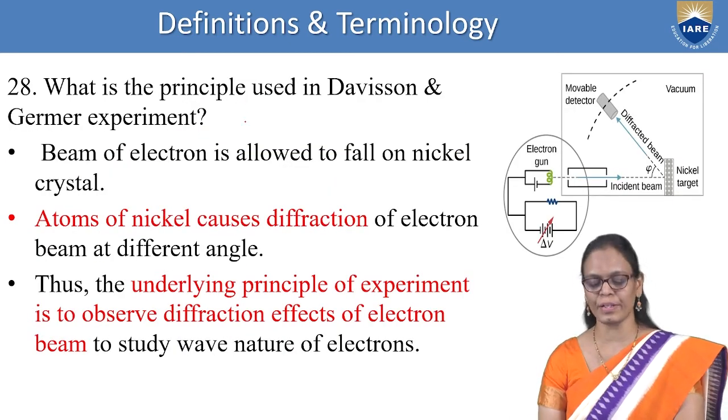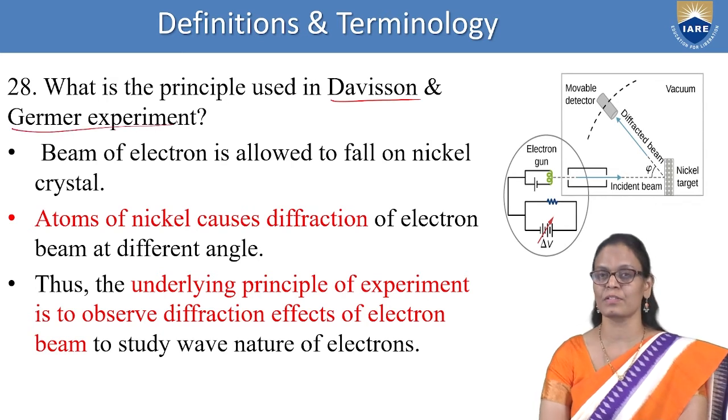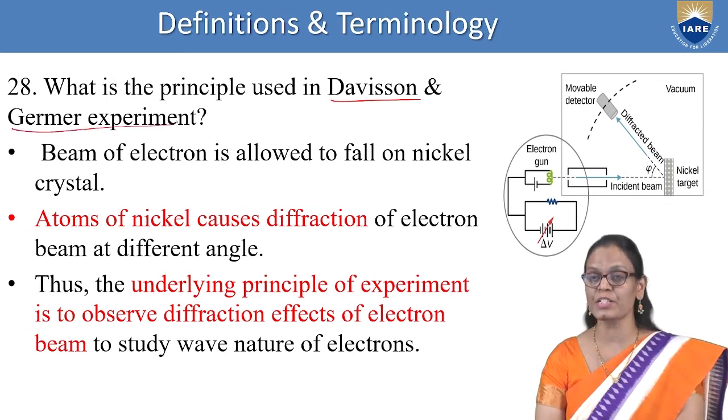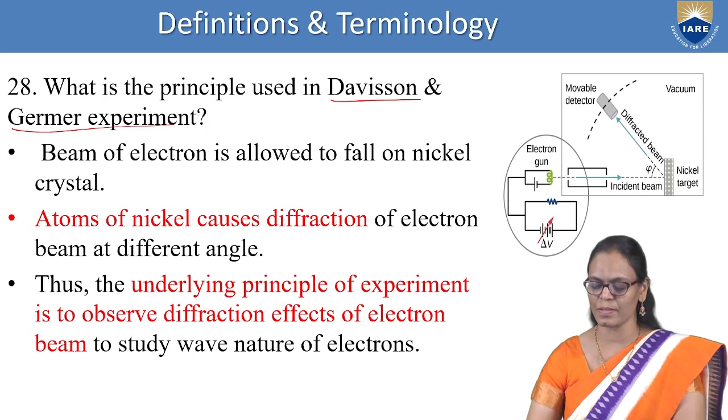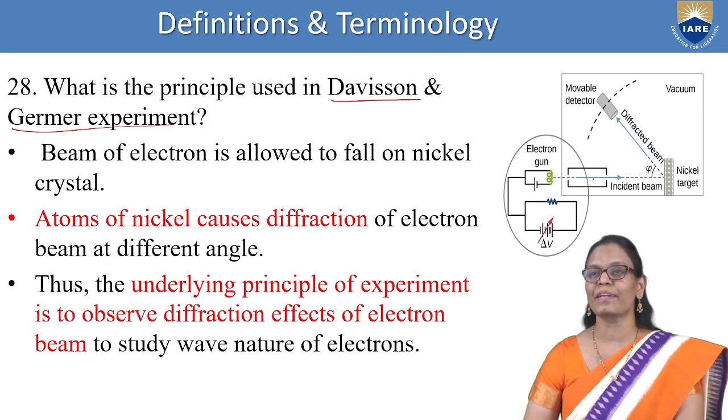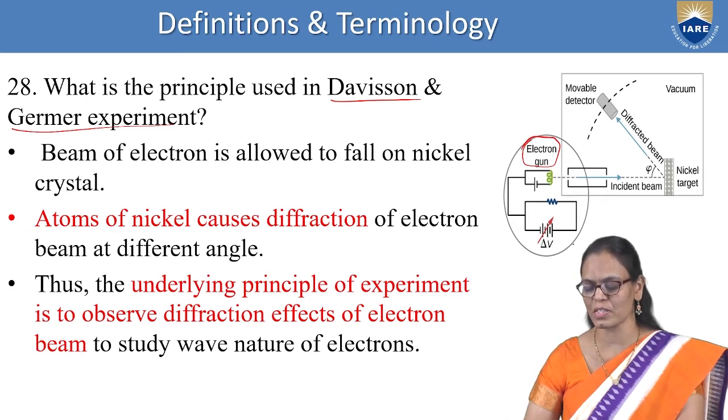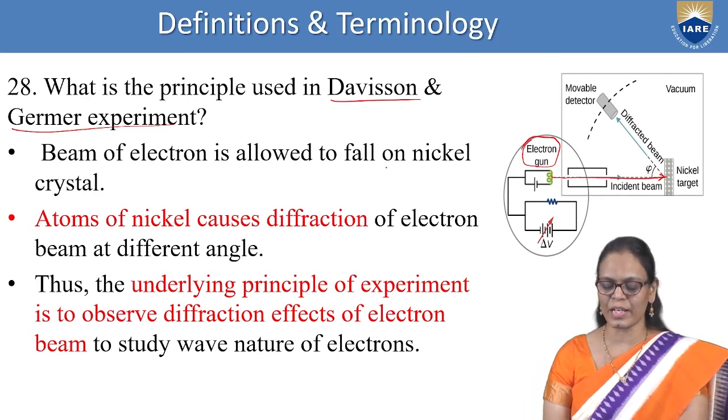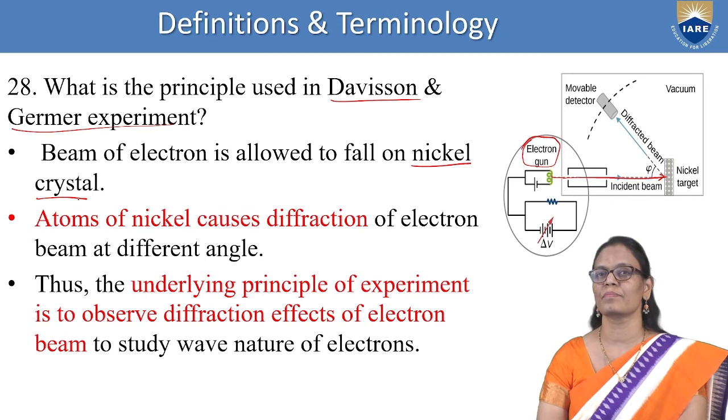Now what is the principle used in the Davisson and Germer experiment? In this experiment, what we see here is a beam of electrons emitted from an electron gun. This filament is heated with the help of this supply, and the electrons that are emitted strike a nickel target. So a beam of electrons is allowed to fall on the nickel crystal.